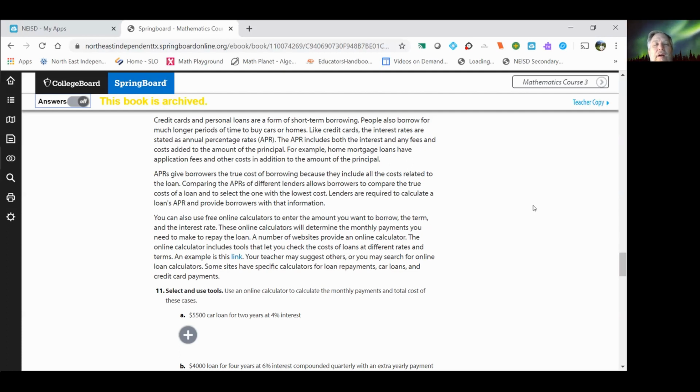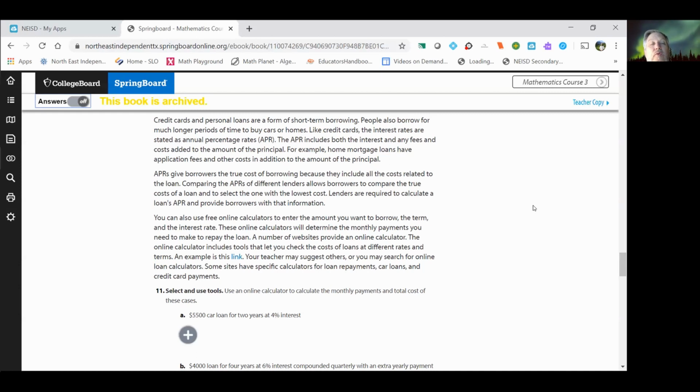Okay, so if you have a loan that has a lower interest rate, but it has a lot of costs for borrowing, application fees and document fees and all kinds of other fees that they might decide to throw at you, it might actually be cheaper to have a slightly higher interest rate. So you can calculate those.